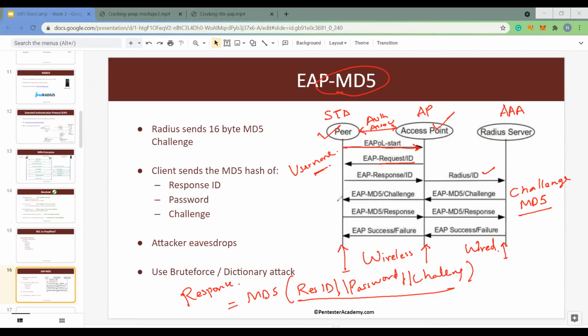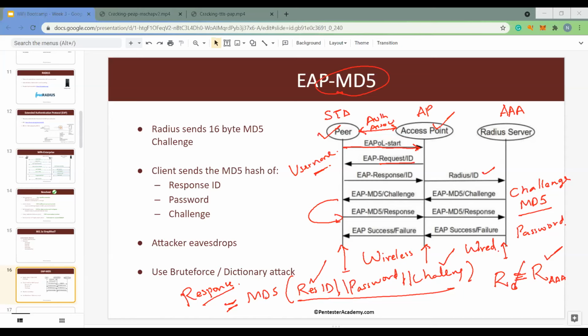The response is calculated and sent back, and it will be given to the AAA server. The AAA server already has the password, the response ID is also known to it, and the challenge is generated by it itself. So it can calculate the same thing on its end, because everything is known to it also. Once it generates this response, it will match the response generated by the AAA server against the one provided by the client, say RC for the client response. If these are the same, it means the password is the same, the user is authenticated, and the EAP is successful.